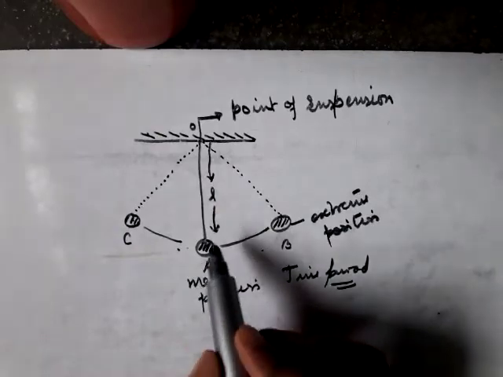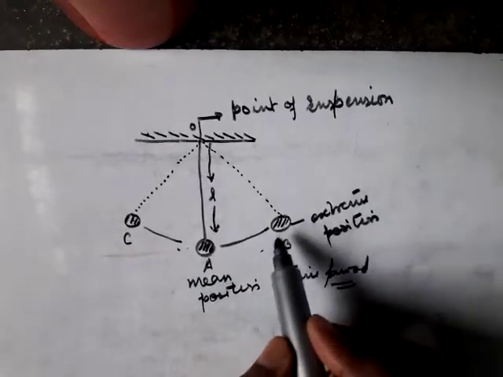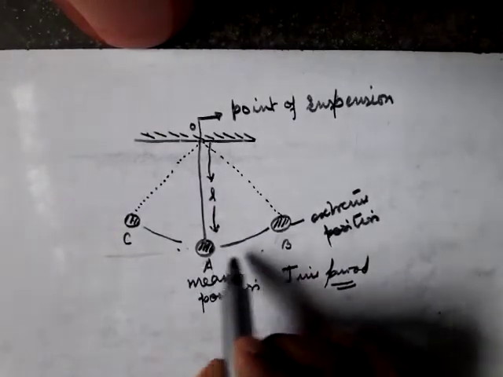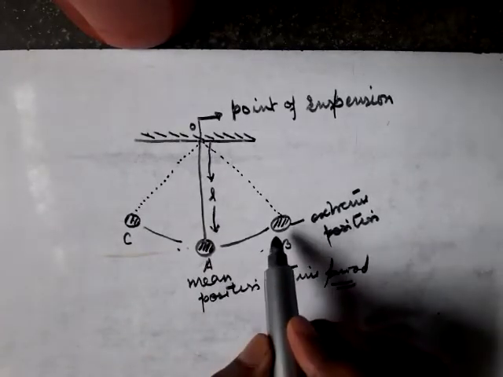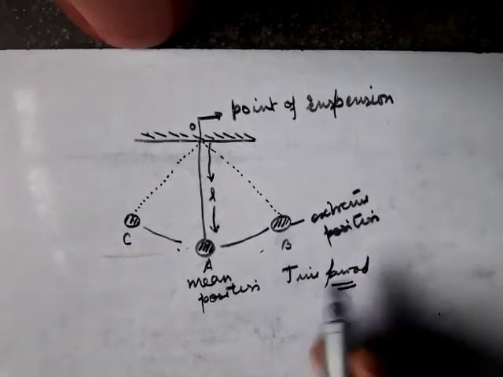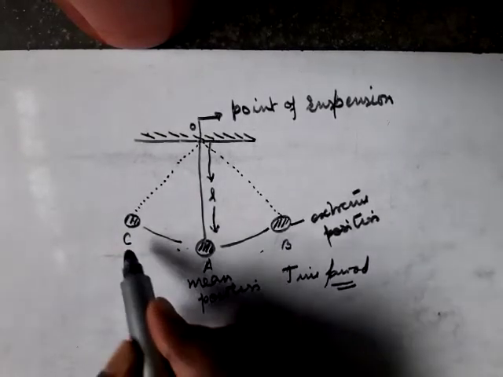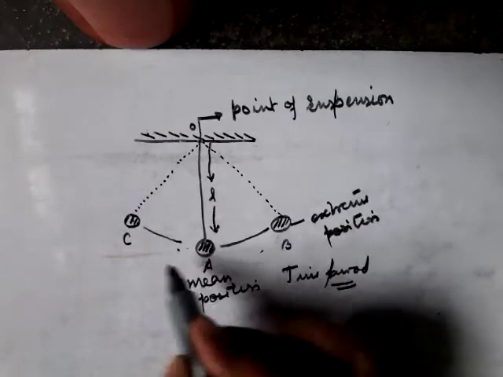How will we define the time period of a simple pendulum? It is the total time taken by the simple pendulum to take one complete oscillation. This is what we call the time period: the total time it takes to complete one oscillation.